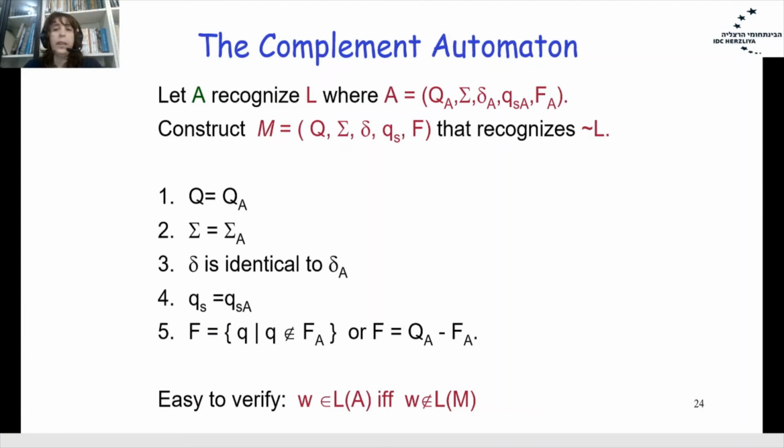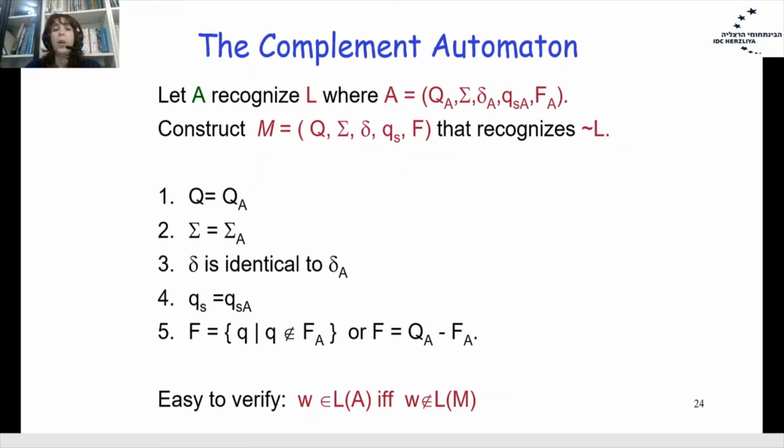Okay, so let's give the formal definition of the automaton for the complement. Let A recognize L, and A will be our automaton with QA, sigma, delta A, QSA, FA. We construct M, once again a 5-tuple, that recognizes L complement. The set of states will be the same, Q equals QA. The alphabet will be the same, sigma equals sigma A. The transition function delta will be identical to delta A. The initial state QS will equal QSA.